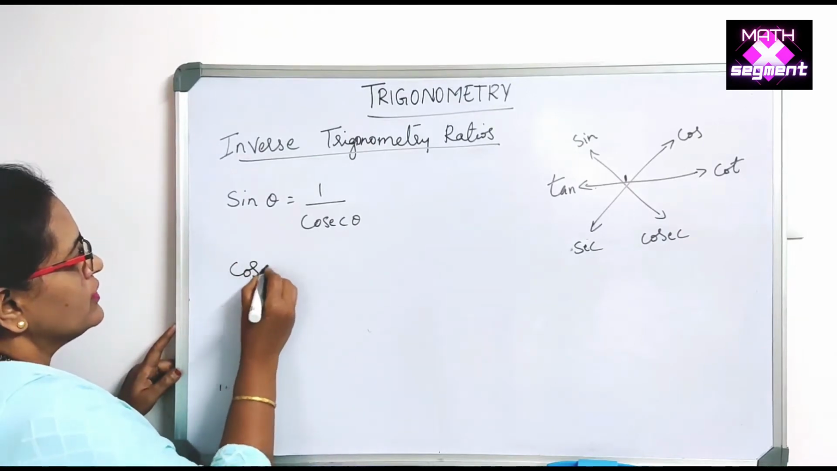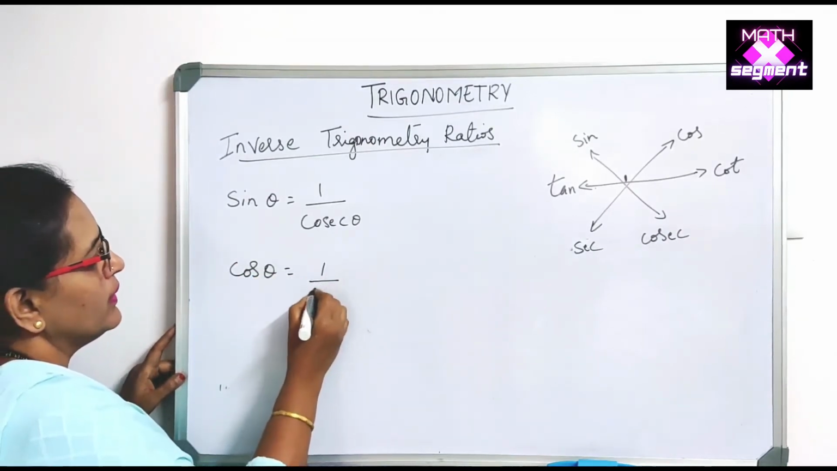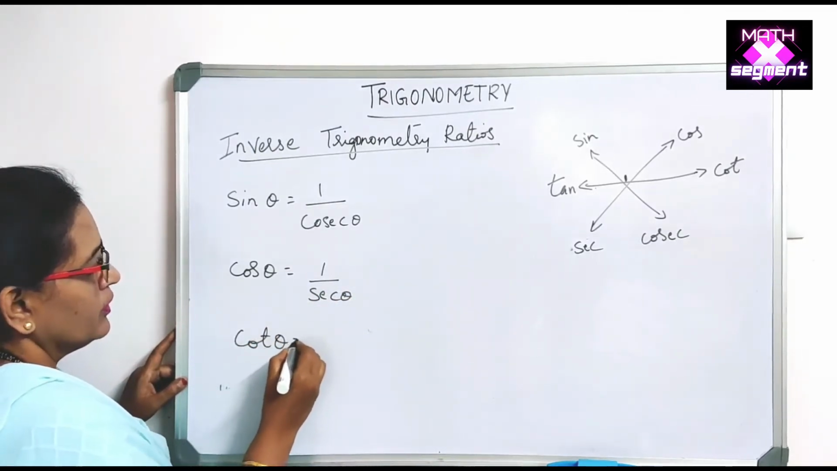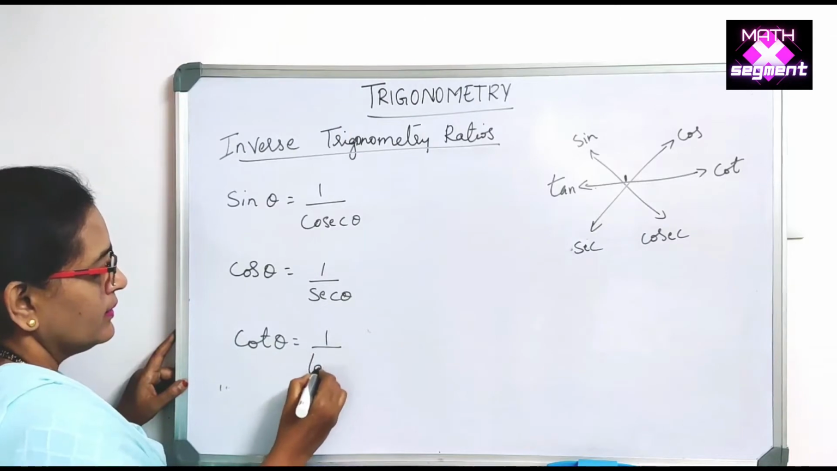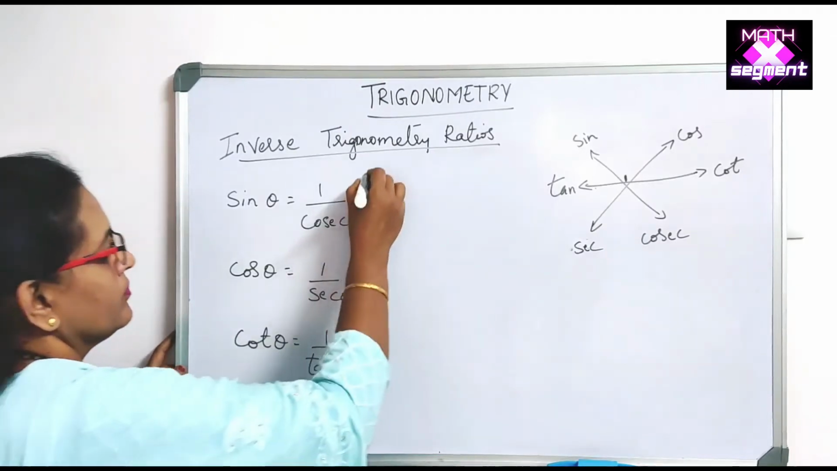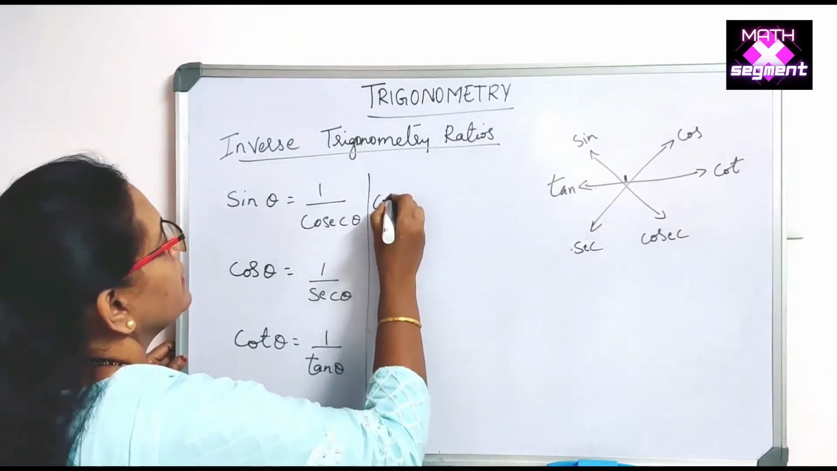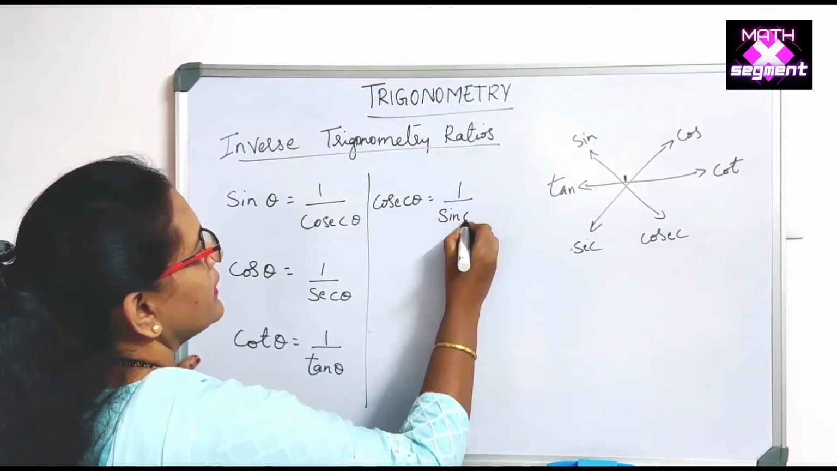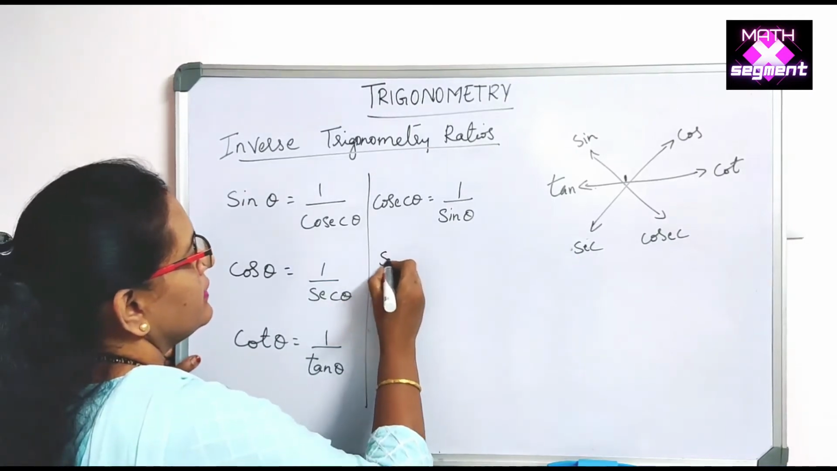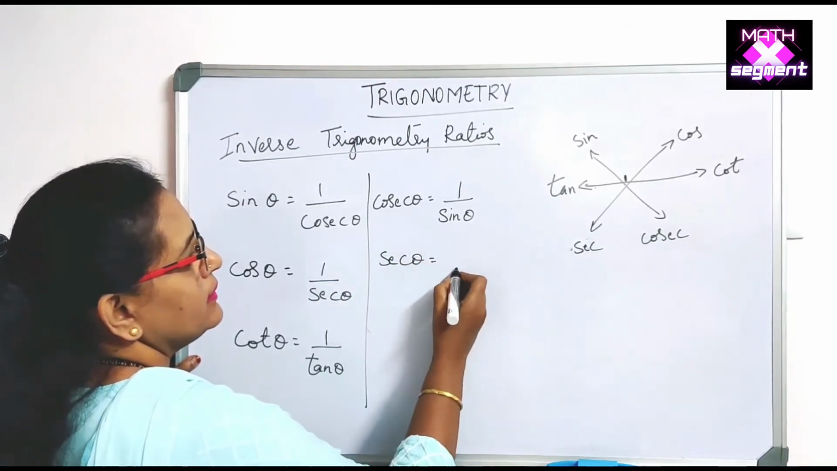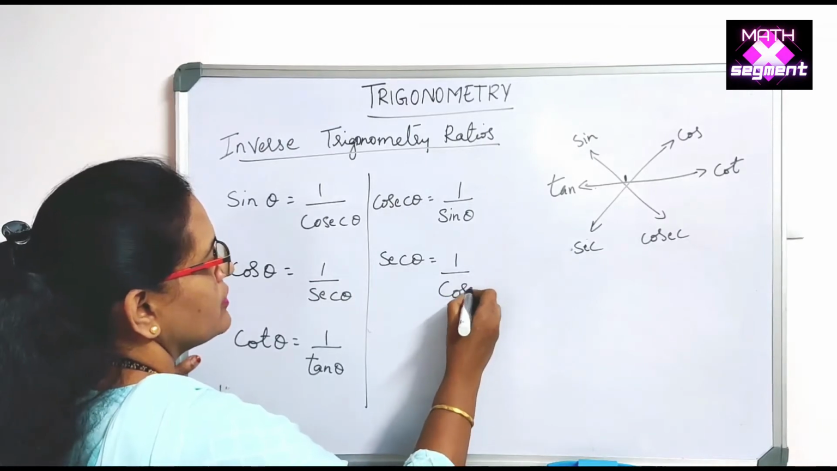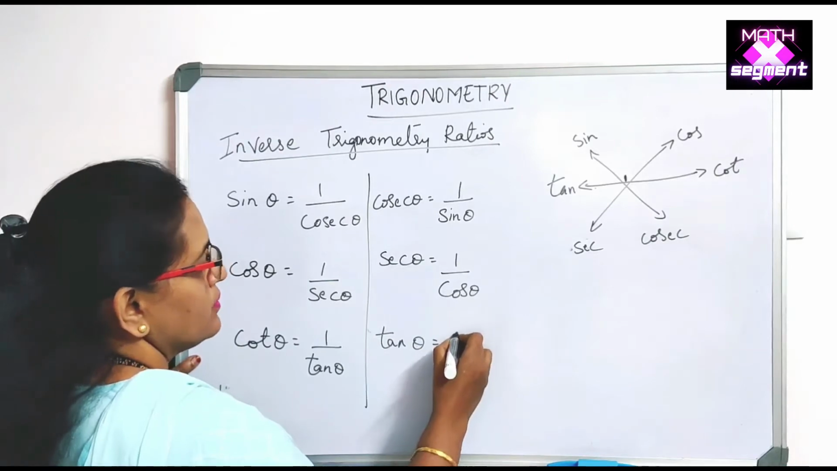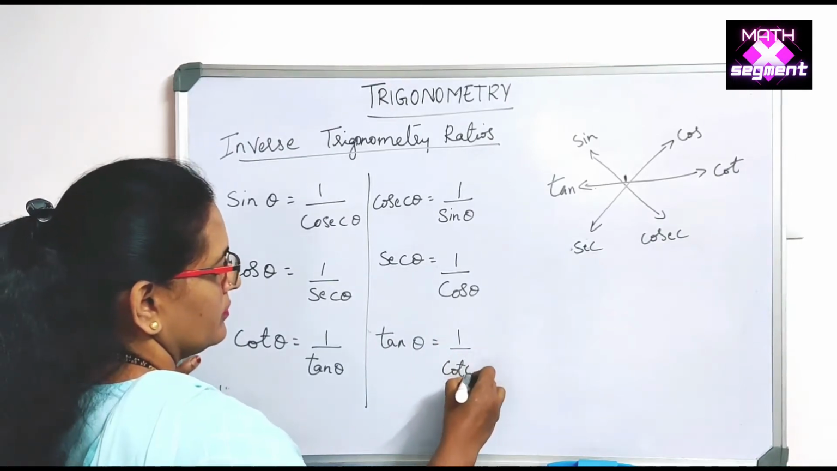Now I'll take down cos theta. Cos theta is nothing but 1 by secant theta. Then cot theta is nothing but 1 by tan theta. Next is cosecant theta. Cosecant is 1 by sine theta. The next is secant theta. Secant theta is nothing but 1 by cos theta. And last, tan theta is 1 by cot theta.